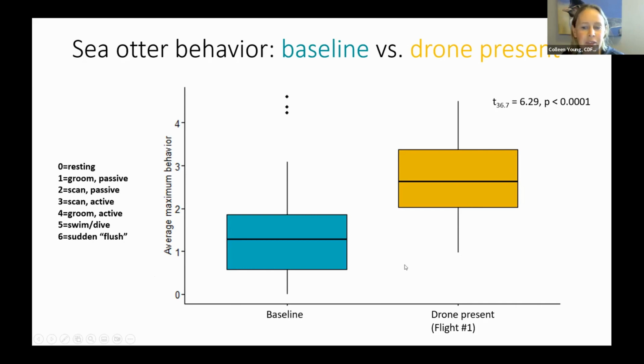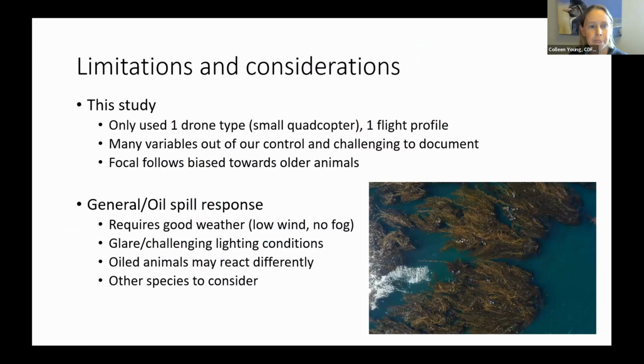And the average behavior code was a higher score when the drone was present. It was up here between passive scanning and active scanning when the drone was present, compared to baseline, where it was closer to passive grooming. And that difference was highly statistically significant, with a p-value of less than 0.0001. There are a lot more analyses that we're going to conduct, but that's the most obvious and very important one that I wanted to share with you today.